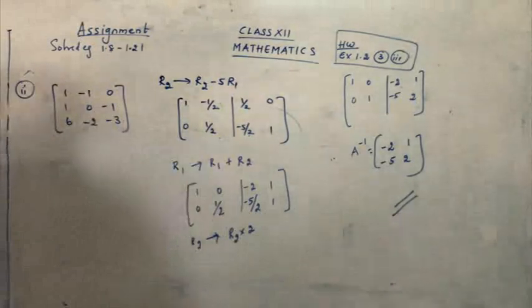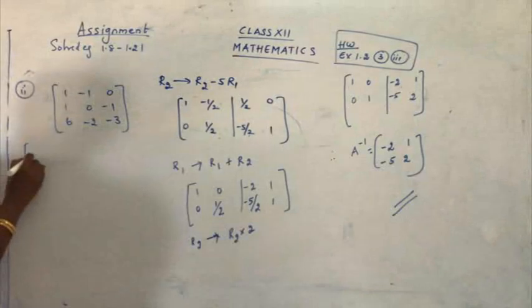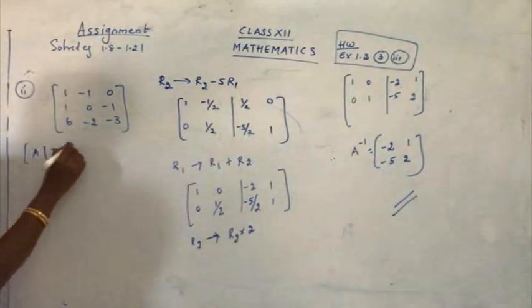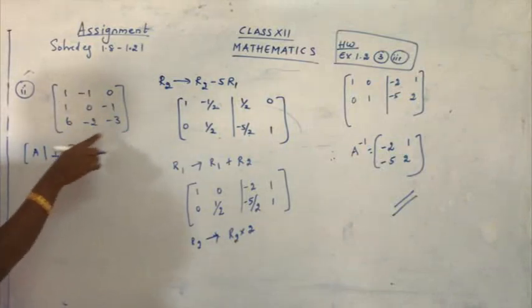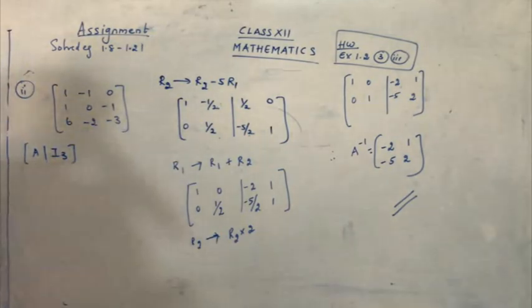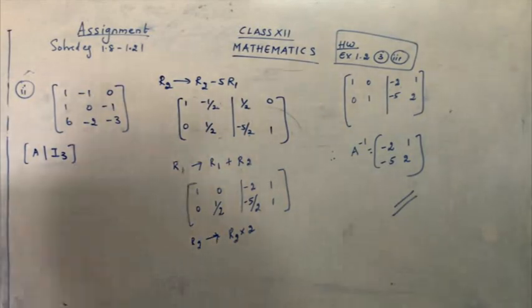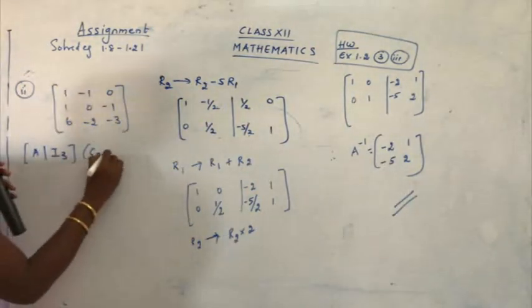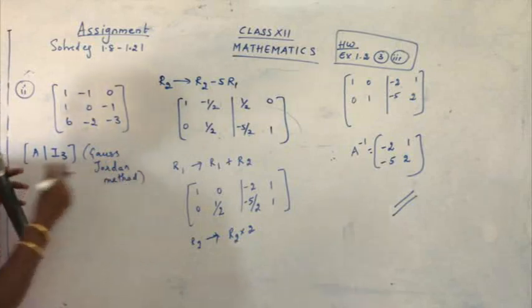Just write down the first part here. So what is the form of the matrix here? The form of the matrix is A by I3. I3, see, 3 by 3 matrix. So we have to take I3. If it's a 2 by 2 matrix, I2. I3 is nothing but an identity matrix of 3 by 3 order. So how are you getting this? By applying the Gauss-Jordan method. So we are applying the Gauss-Jordan method.